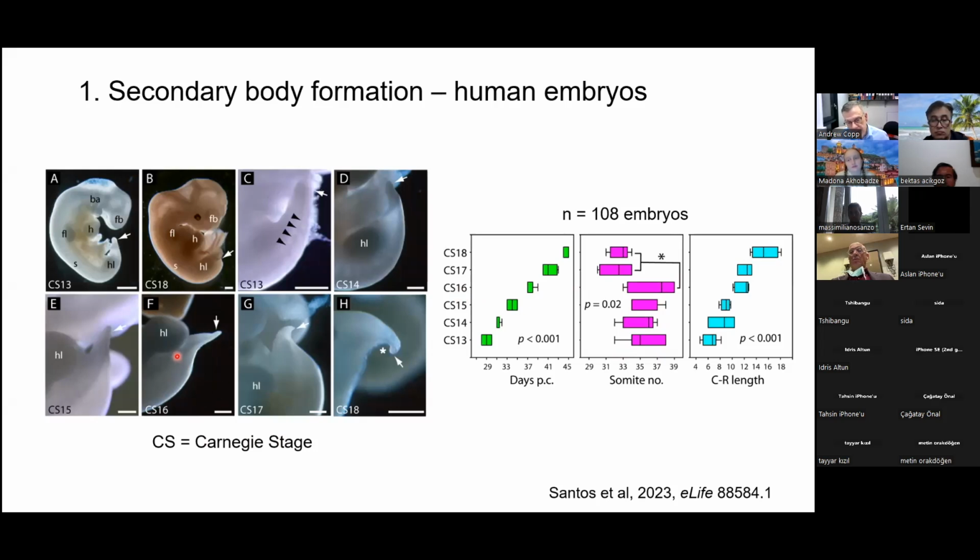And by this stage, the somites reach almost to the tip of this rudimentary tail region. And then when we go to 17 and 18, the number of somites decreases again because we're in the regression phase of the caudal development.